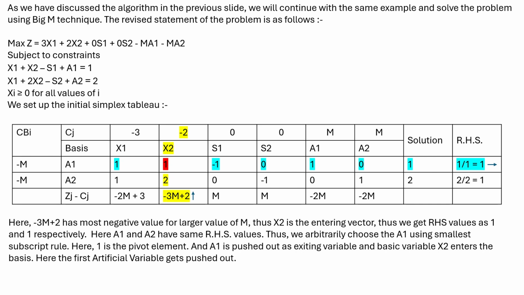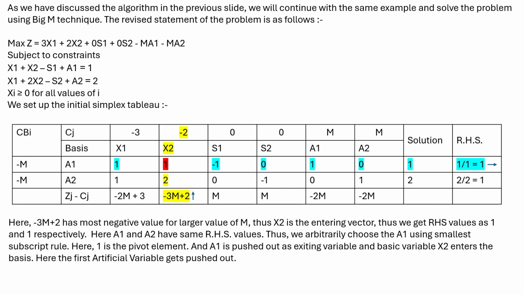So the method to find out the value of zj minus cj is quite simple. We multiply the values of the concerned column by the coefficients of the artificial variable. We add them, that is 1 into minus M plus 1 into minus M, that is minus 2M, and we subtract the coefficient of this variable x1, which is minus 3.